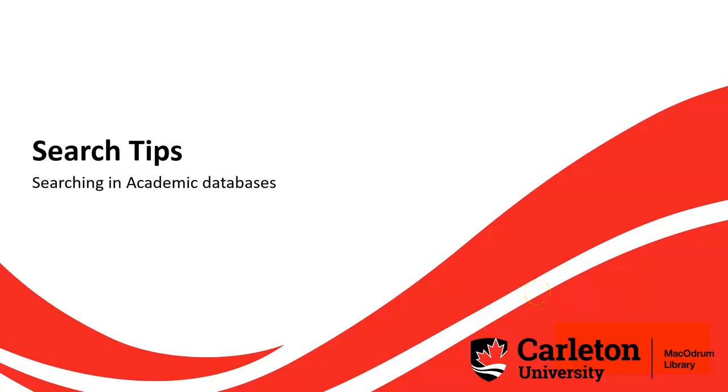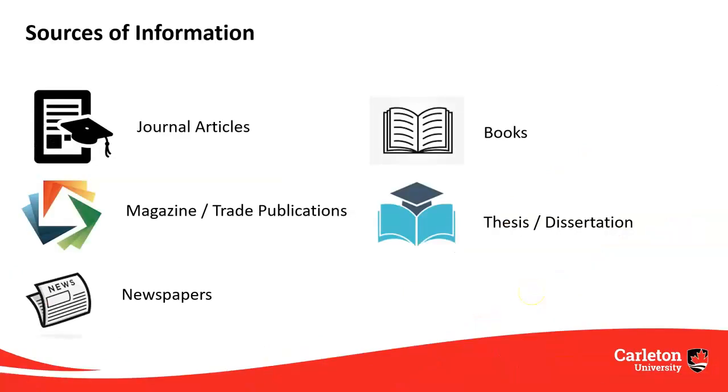This video introduces you to some general tips on searching for information at the library. You can search for books, journal articles, magazines, trade publications, newspapers, theses, or any other sources of information for your research. When you search for information, you usually search in something called a database. A database is a collection of sources that can be searched by using specific words, or what we call keywords.